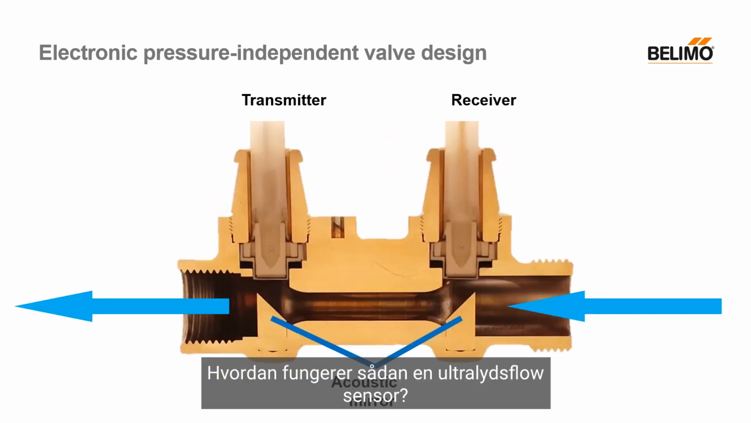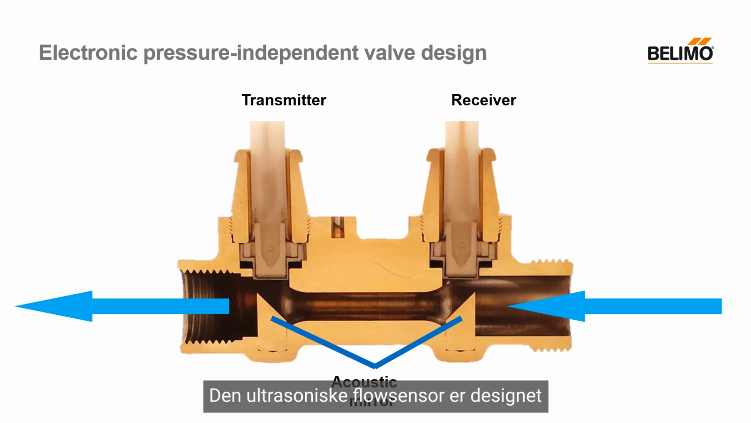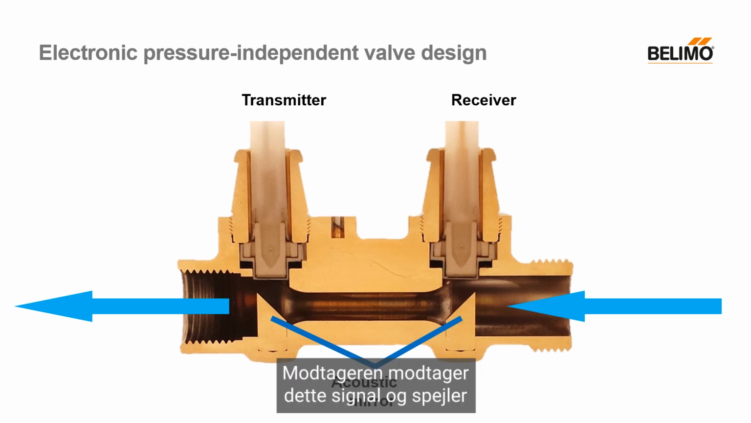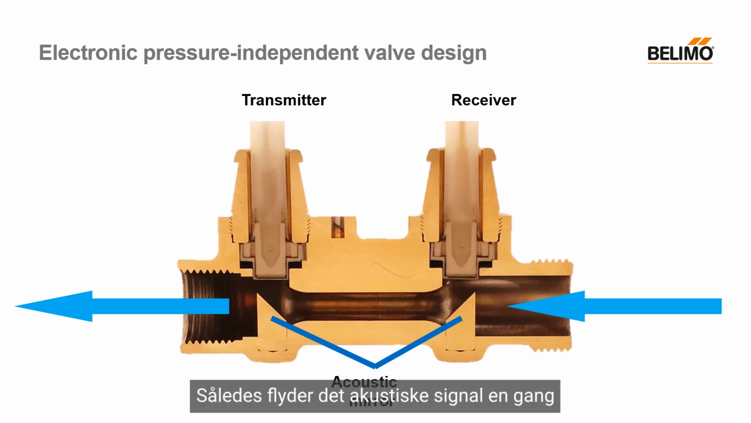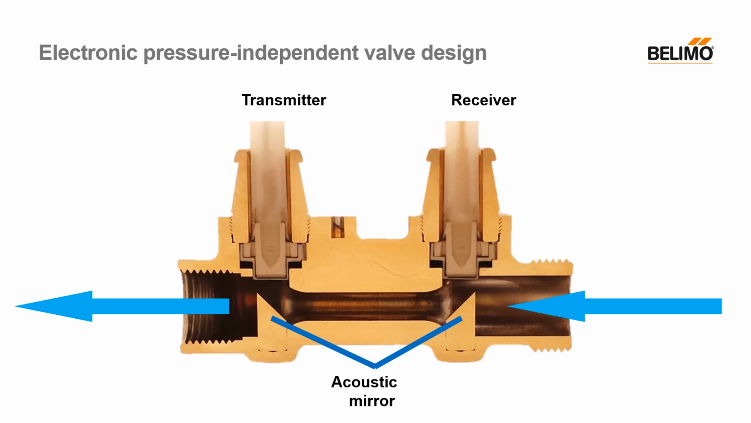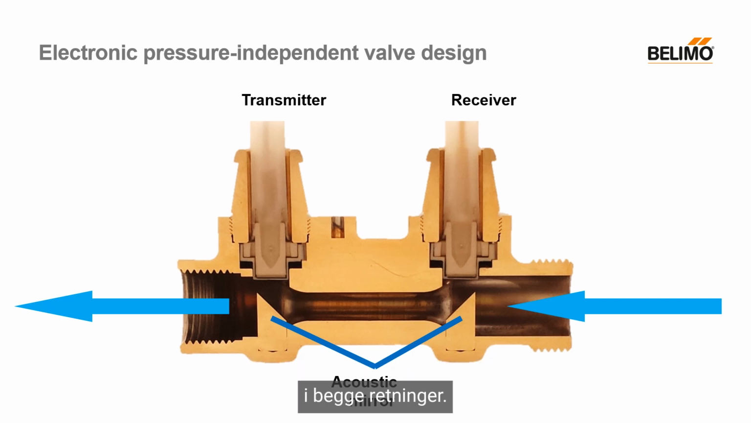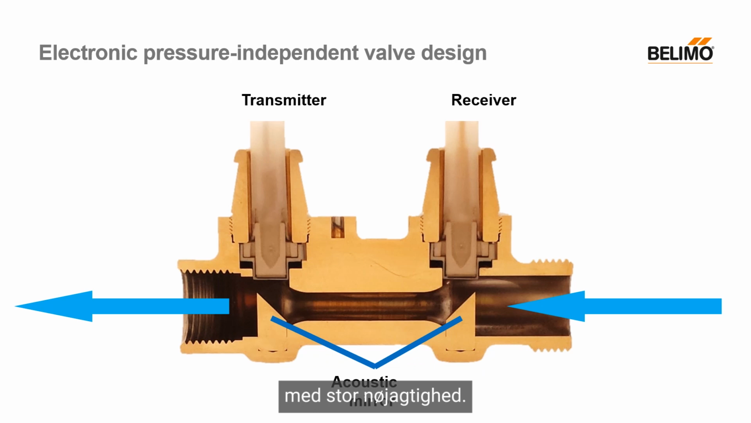How does such an ultrasonic flow sensor work? The ultrasonic flow sensor is designed so that the transmitter emits an acoustic signal. The receiver receives this signal and mirrors it back to the transmitter. Thus, the acoustic signal flows once in the direction of water flow and once in the opposite direction. The running speed of the acoustic signal is measured electronically for both directions, and with this information, the flow rate can be calculated with high accuracy.